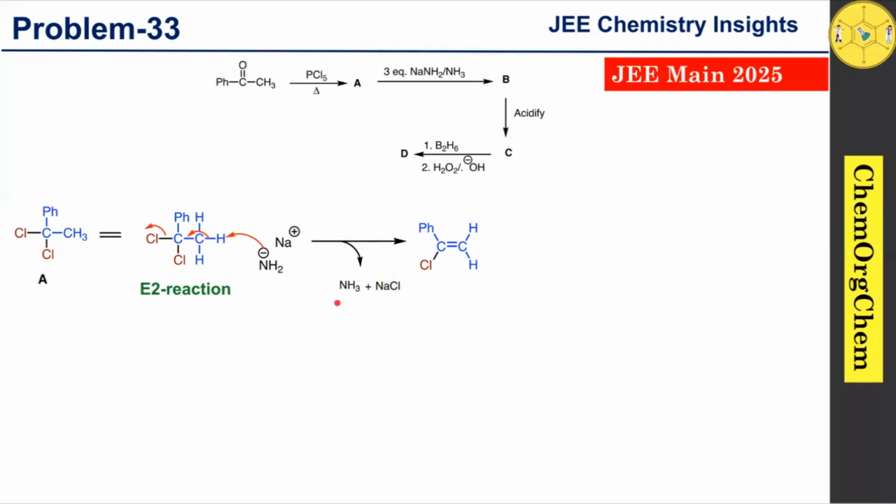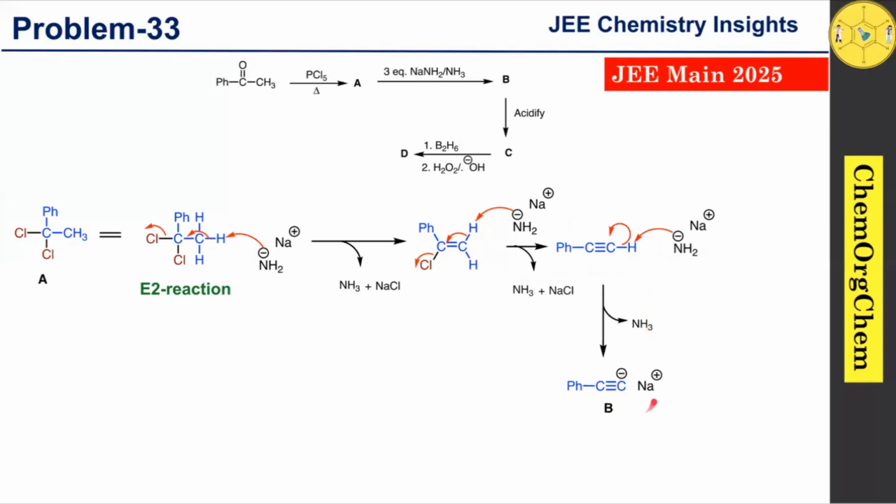It generates ammonia and sodium chloride as byproducts. Another equivalent of sodamide now takes the proton from this carbon, and a similar type of reaction takes place which kicks off one chlorine atom. This reaction is also an E2 elimination reaction, resulting in the generation of phenyl acetylene. Now, one more sodamide takes the proton from this carbon atom, resulting in the generation of sodium phenyl acetylide as product B.